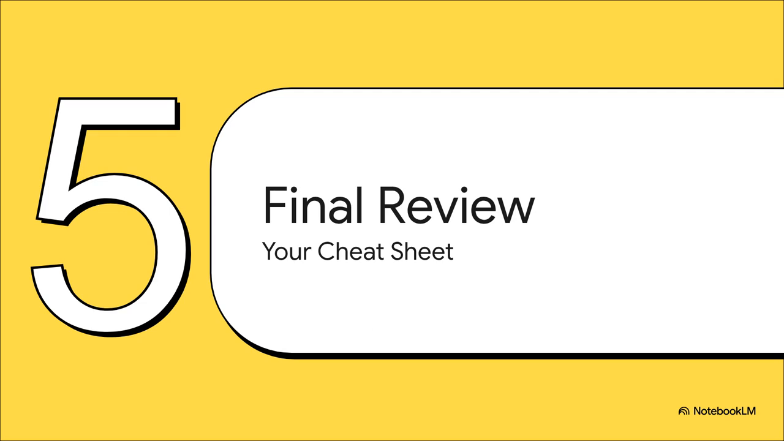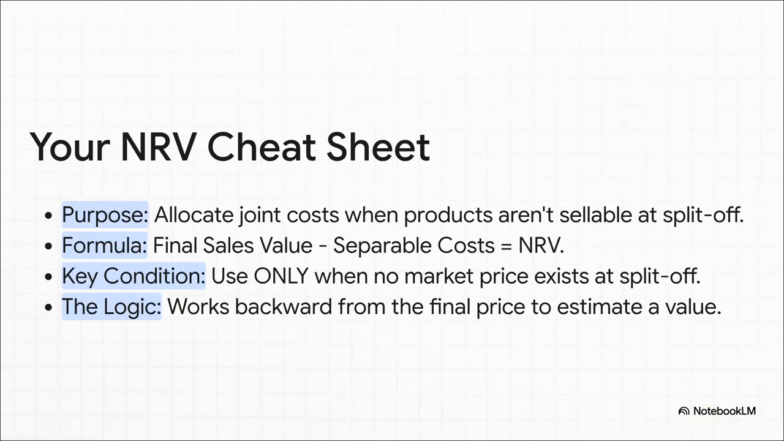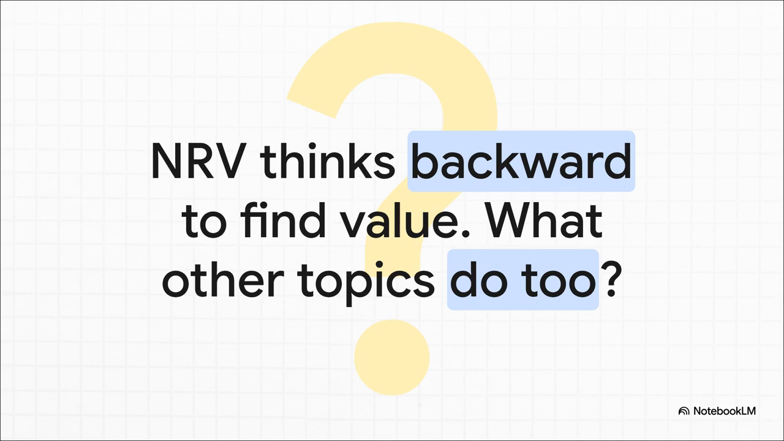All right, let's lock all this in with a super fast review. This is your cheat sheet. Everything you need to remember, all in one place, designed to stick in your brain for the long haul. Let's do this. Why do we use NRV? To assign joint costs when your products aren't sellable yet. What's the magic formula? Final sales value minus separable costs. When do you use it? Only when there's no market price at that split-off point. And what's the big idea behind it all? You're working backward from a future price to figure out a value today. Got it? Awesome.